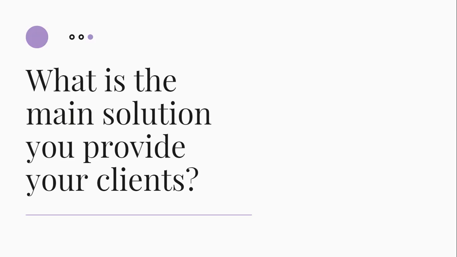With thinking of the main solution, though, a lot of times when I ask this question to people, they can't tell me in one sentence what they do. So I understand where you're coming from when you can't, right? Because you help them do three different things, maybe. You already know how you help someone. You know the steps it takes for them to get to the solution.